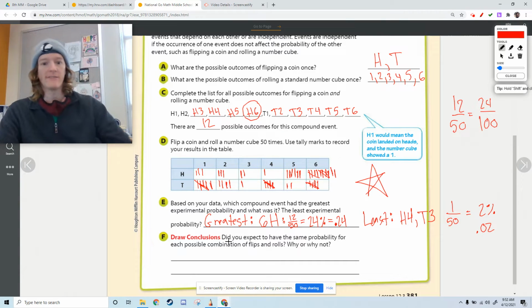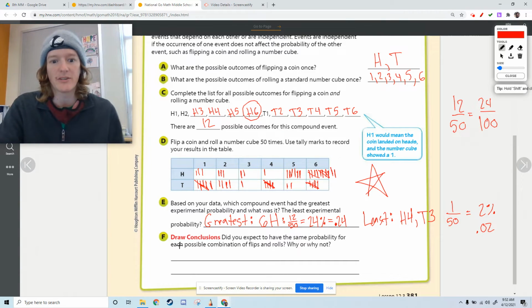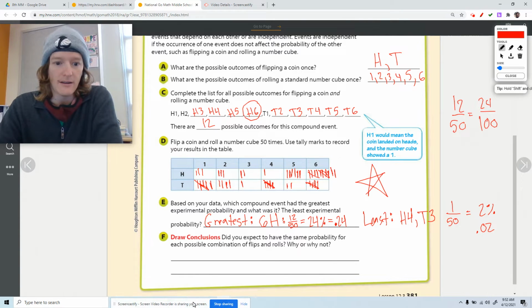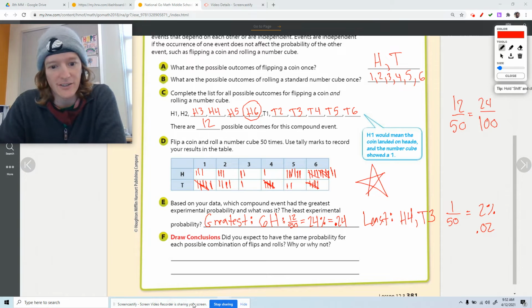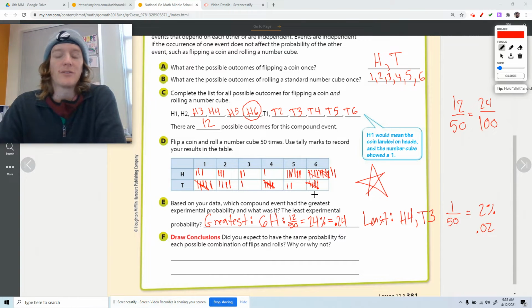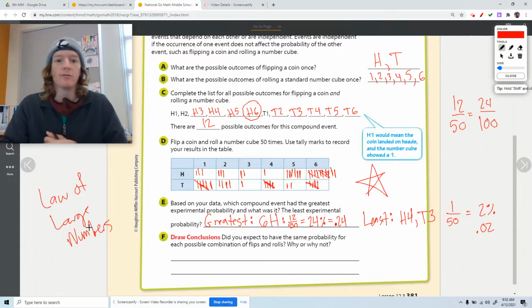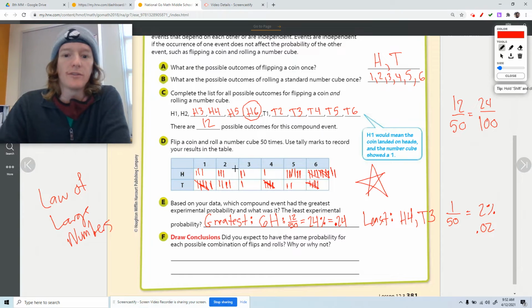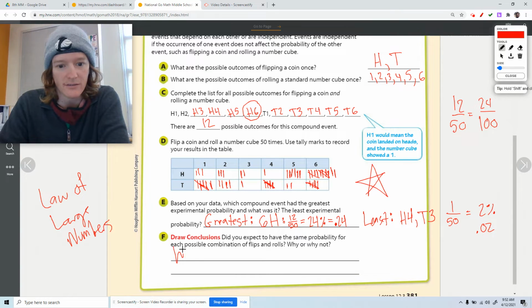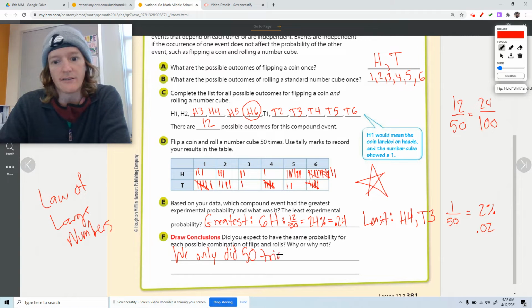All right. For F, did you expect to have the same probability for each possible combination of flips and rolls? Why or why not? You kind of expect to do that, but remember in the last lesson, we talked about the law of large numbers. The more and more and more you do, the more equal results we will get. However, we only did 50 trials here.